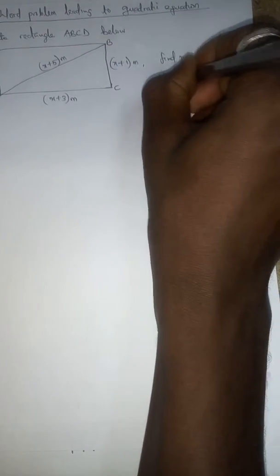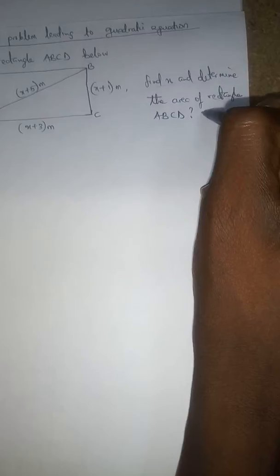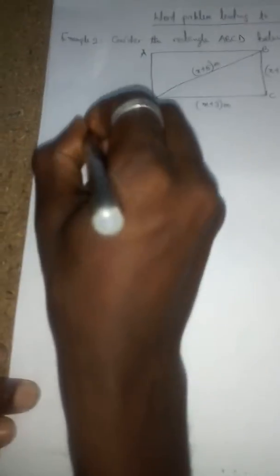Now the question that goes with this is: find x and determine the area of rectangle ABCD. So we are asked to find x and also determine the area of the rectangle ABCD. So the solution goes thus.